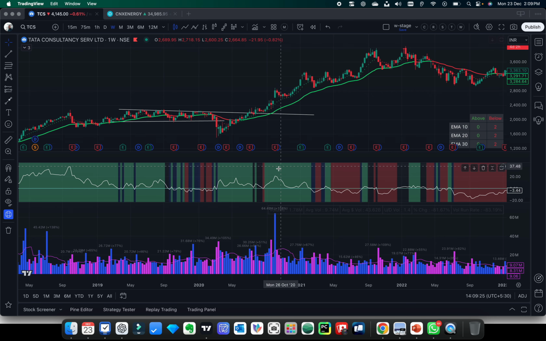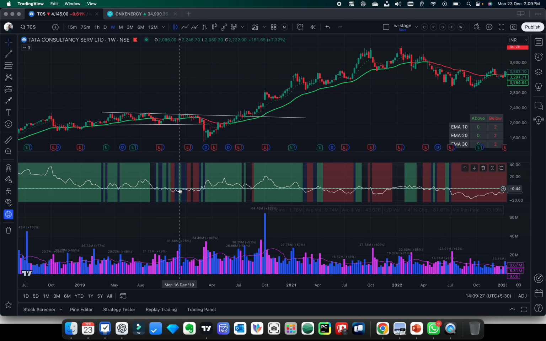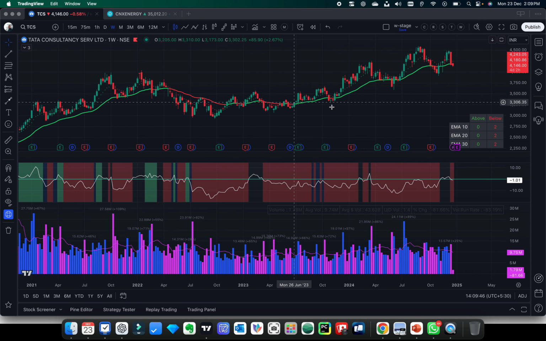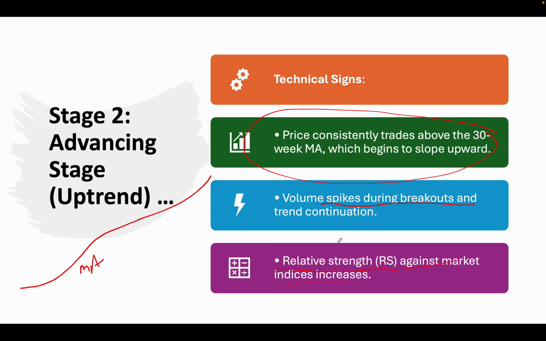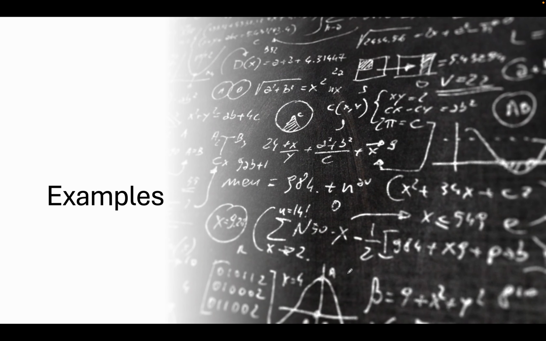So let me show you. Now you see this phase, the relative strength was poor. As soon as it shows the divergence, the price is still down and it is trending upward, it starts showing positive sentiments.